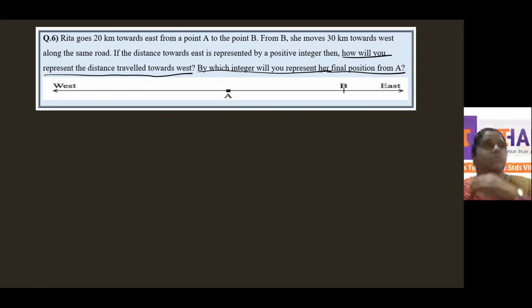Yes, Anirudh, how will you represent the distance travel towards west? Okay, how was the distance travel towards east represented? Very good. All of you say that. It's given in the question. We are not saying that. Because east and west are opposite directions. North and south are opposite directions. So the distance moved towards east is positive. The distance traveled in the opposite direction is negative.